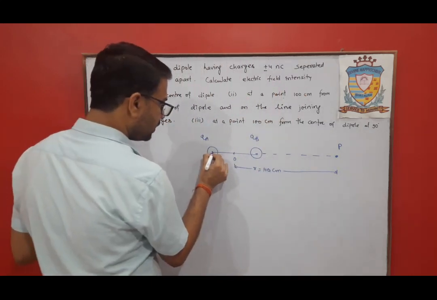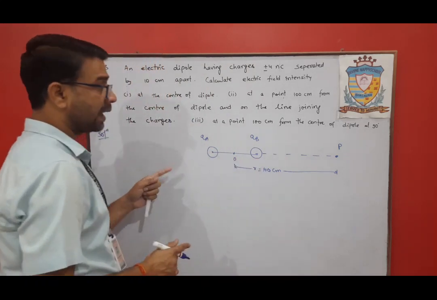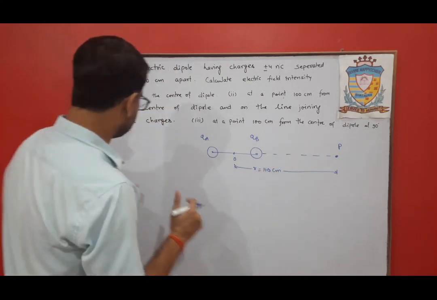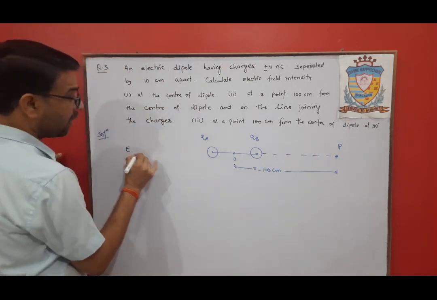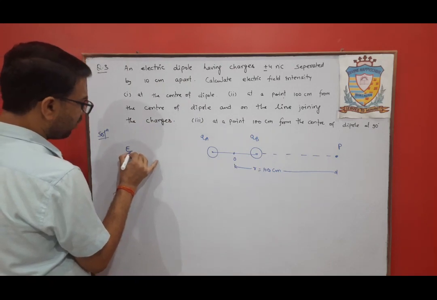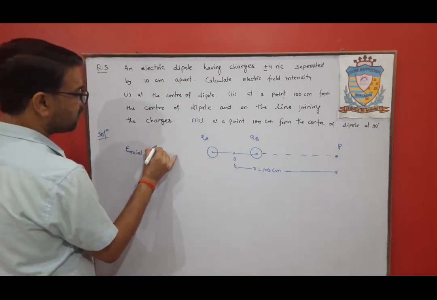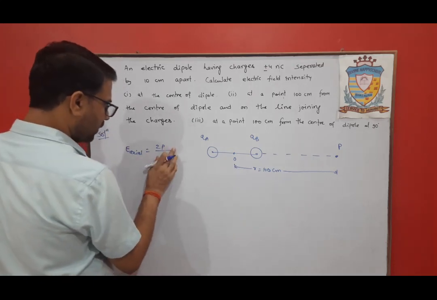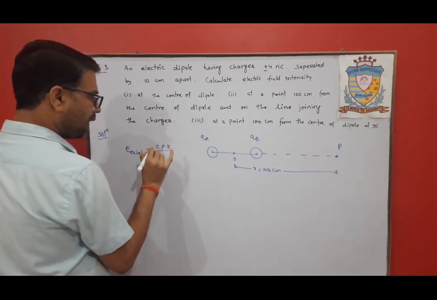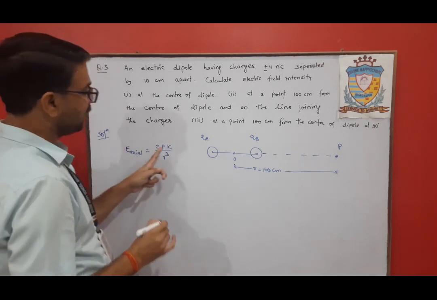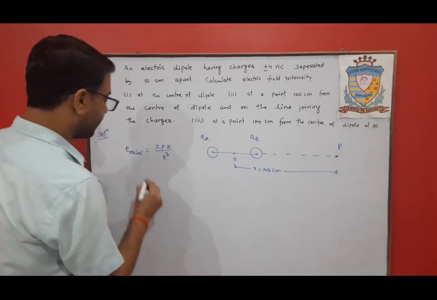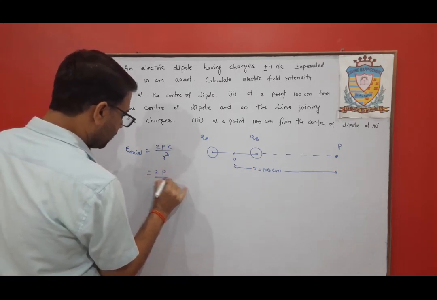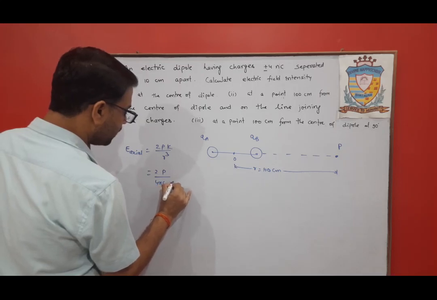Okay, so this is the case of axial, and we know that the value of electric field intensity on the axial line, that is EA or E at P, or generally E axial, can be written as 2Pk upon R cube, where the value of k is 1 upon 4 pi epsilon naught, or 2P upon 4 pi epsilon naught into R cube.